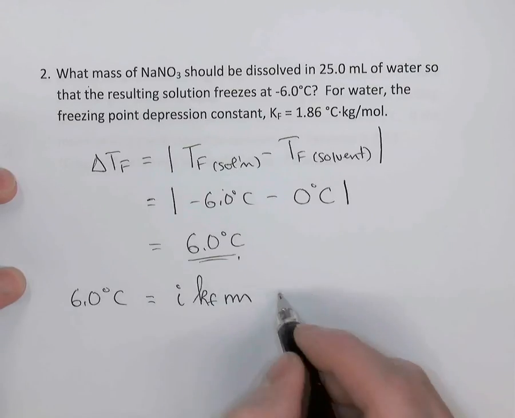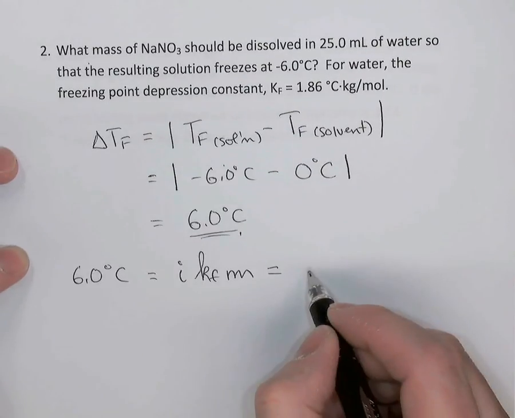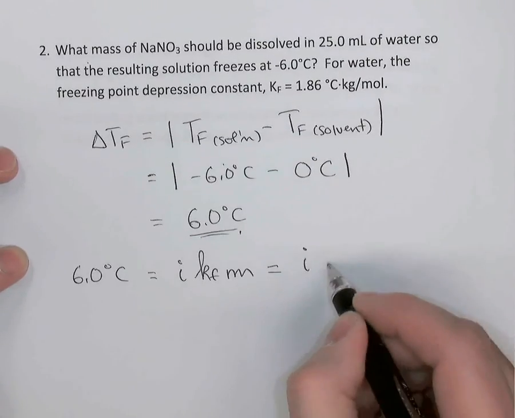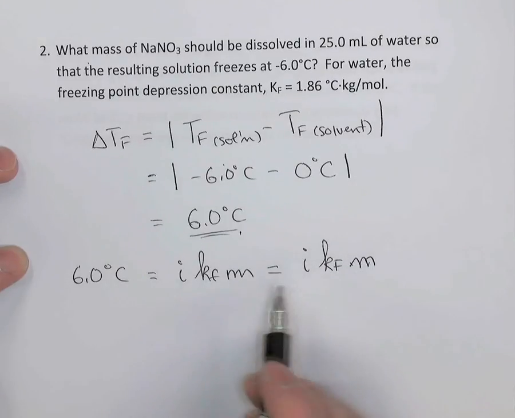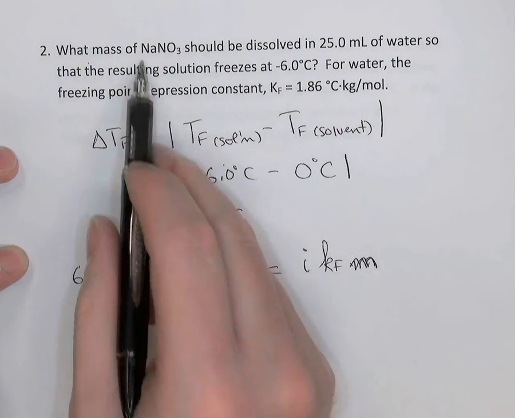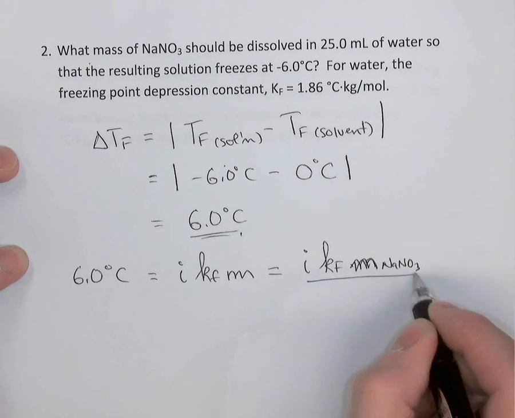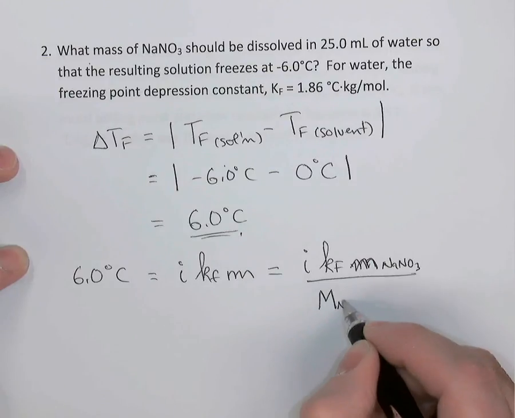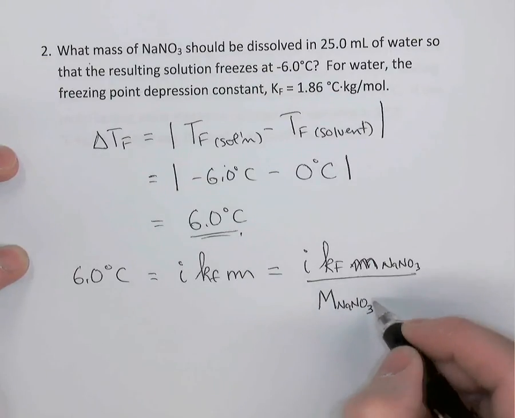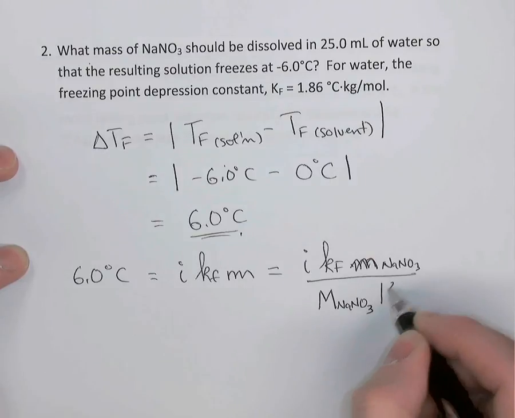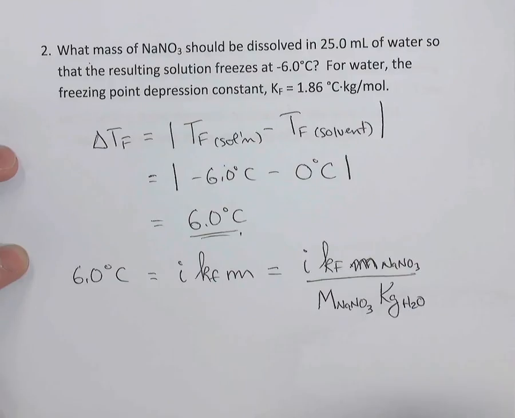I times KF times molality. And I'm going to jump right to the exploded version of this equation that we just used, which is equal to I times KF times mass. Now our solute in this question was sodium nitrate. So mass of sodium nitrate over molar mass of sodium nitrate. Mass over molar mass is moles of solute. And then also divided by the kilograms of solvent, which in this case is water.